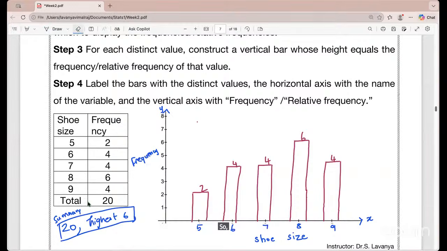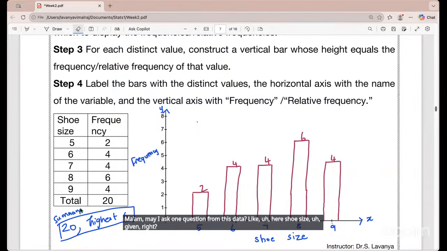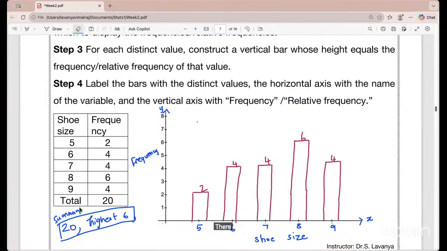Ma'am, may I ask one question from this data? Here shoe size is given, right? What will be the aggregate distribution of 5, 6, and 7 number shoe size? See, there is nothing called aggregate distribution. It's just aggregate data. In the sense that suppose you want 5, 6, 7, then the total number you take as 10.